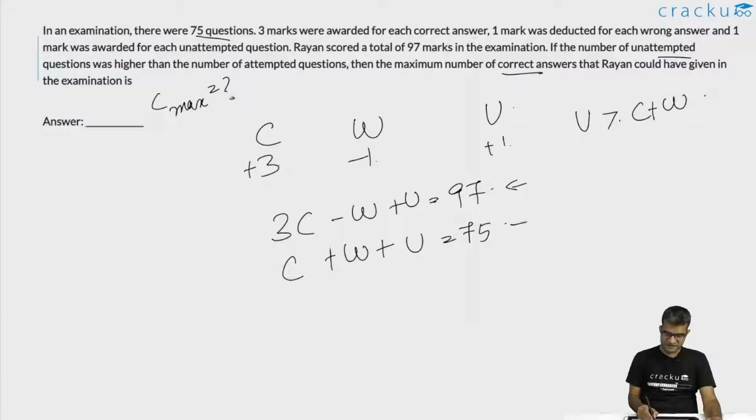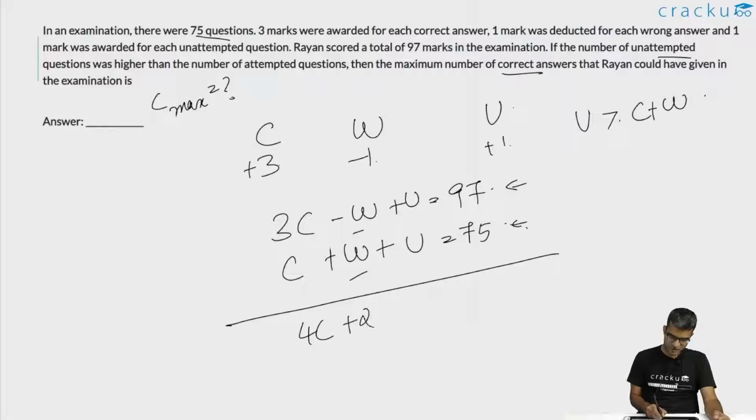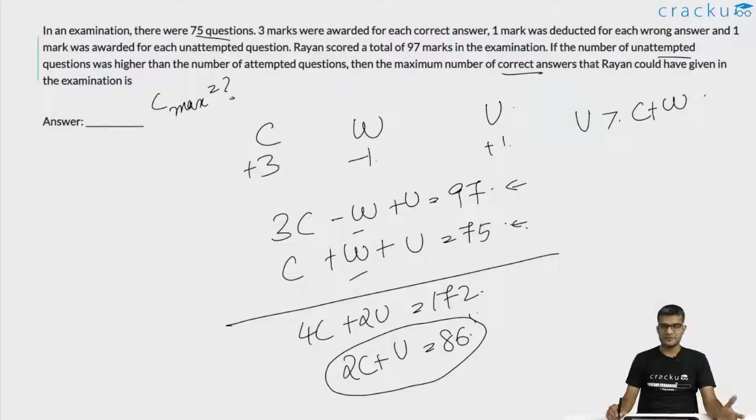When you are given two equations, if one of them has minus W and the other one has plus W, let us first add both of them so that we can eliminate one variable, which is W. If you add both of them, you are going to get 4C plus 2U is equal to 172, or 2C plus U is equal to 86. Now, to calculate the maximum possible value of C, we have to minimize the value of U. If we can minimize the value of U, then we will maximize the value of C, because 2C plus U is a constant which is equal to 86.